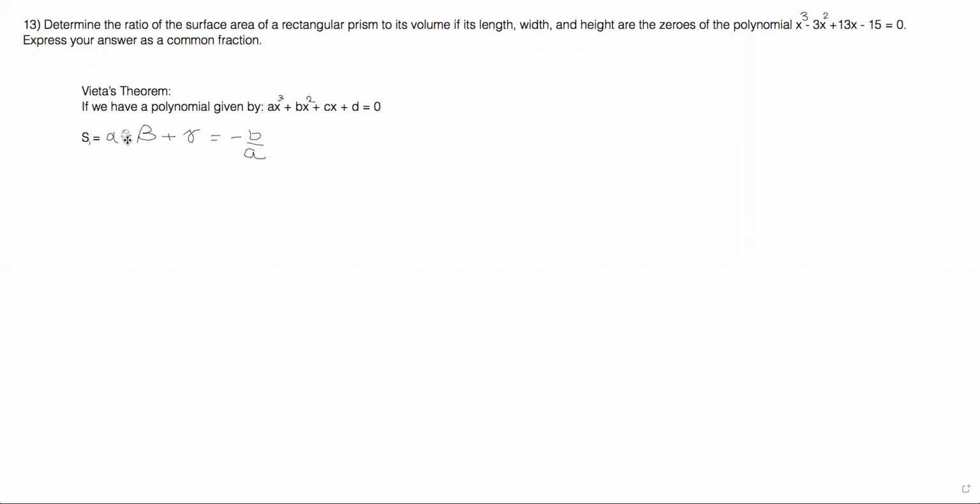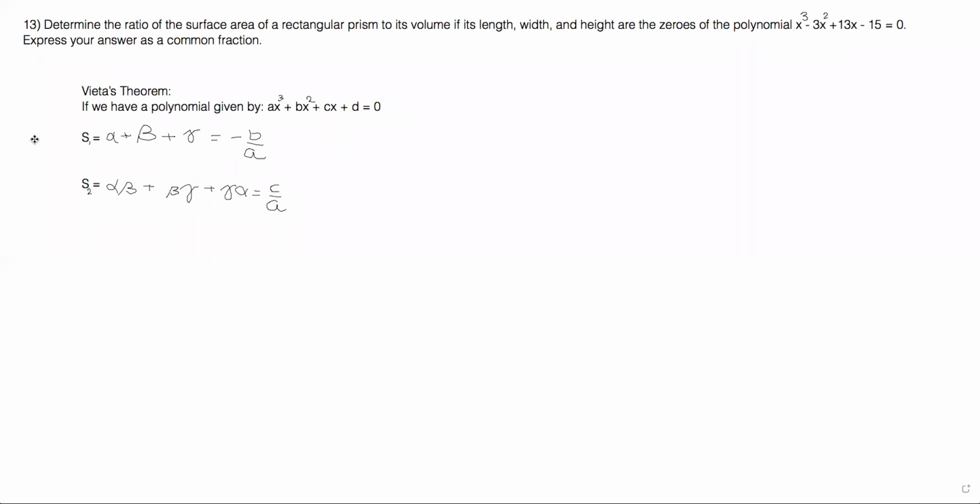And then what else does it tell us? We have even more information to help us here. We have yet another sum, and this time I'm going to make it S sub 2. Our other sum is given by the following: alpha times beta plus beta times gamma plus gamma times alpha. And Vieta's theorem tells us that this sum is equal to c over a. Again, c and a are real number coefficients that we really have as part of this problem. This is equal to coefficient c divided by coefficient a.